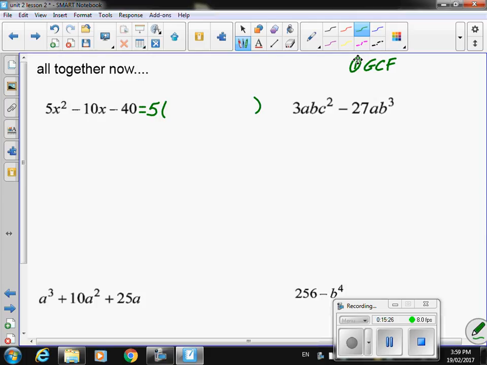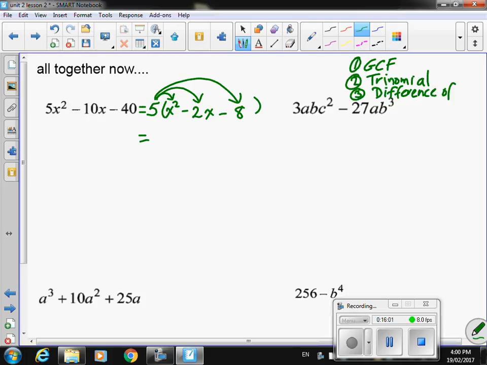What I'm left with when I factor out that 5 would be x squared. I'm thinking, what do I multiply that by to get what I started with? Subtract 2x. What do I multiply by to get negative 40? Would be negative 8. The second thing I would think about is, can I keep going? Is it a trinomial, like I did where I'm undoing FOIL, or is it a difference of squares? What I see in the brackets could be a nice trinomial, but it is not a difference of squares.